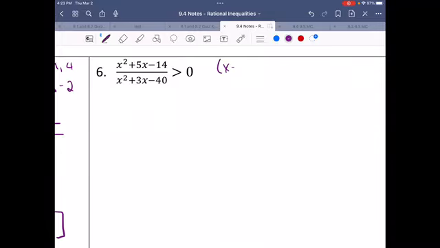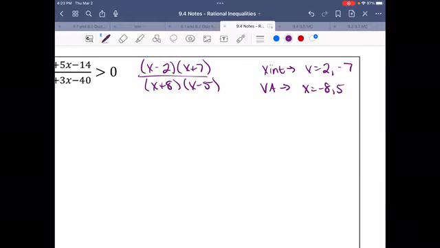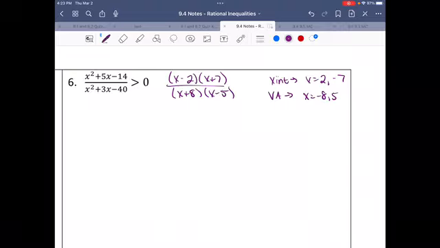All right, so our numerator on this one is going to factor x minus, that's a lie. Yes, no, that's right, x minus 2, x plus 7. I don't know what I was thinking. In our denominator, x plus 8, x minus 5. So we don't have anything that cancels, which is fine. Our x-intercepts come from the numerator, so we're going to get x equals 2 and negative 7. Our vertical asymptotes come from the denominator, x equals negative 8 and 5.